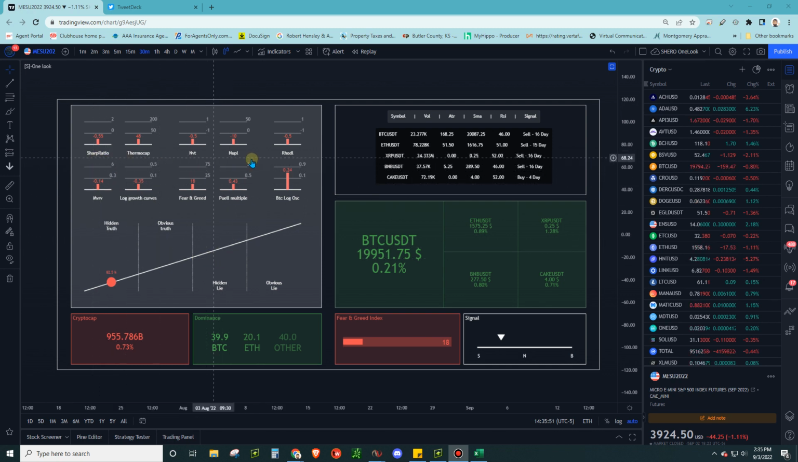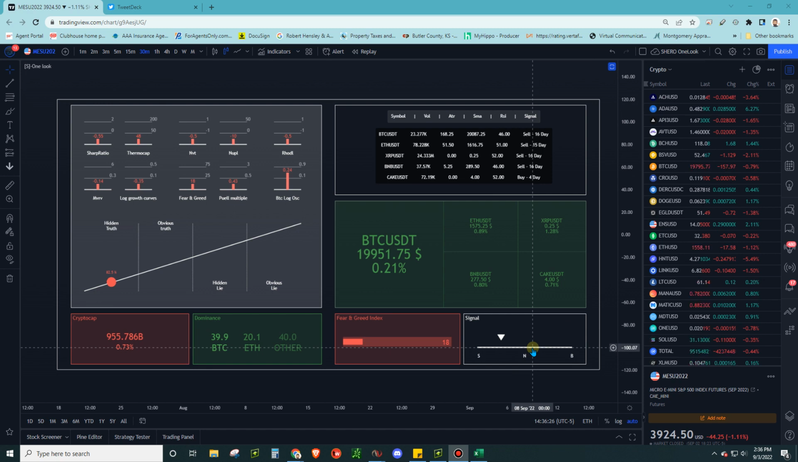And I'm sure I could probably Google all these, but I know what a Sharpe ratio is. I know what log growth curves are. I know what fear and greed are, but I'm not sure what I think about these and how to use them. But I think it's super interesting regardless. My main thing that I like about this panel is you do get like a one look just for 5 tickers, and you get a signal generated here.